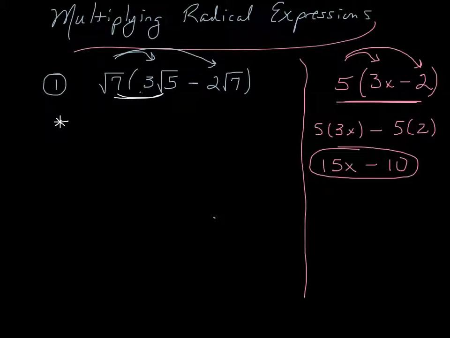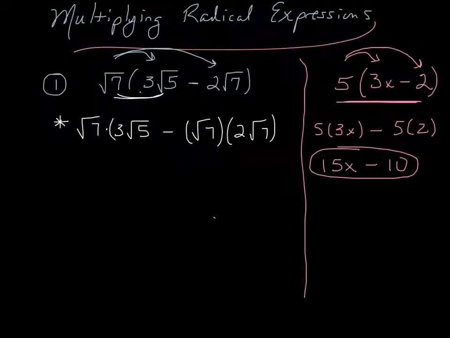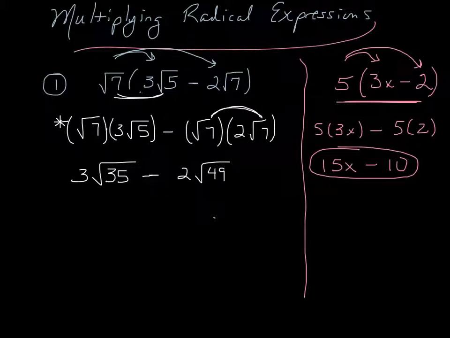So how would this look when we multiply? Well, it would be radical 7 times 3 radical 5 minus radical 7, maybe I'll use parentheses here, times 2 radical 7. Okay, where can we go from there? Well, in this first expression, I know that that's going to be 3 times the square root of 35 minus 2 times the square root of 49. So notice how I multiplied the 7 and the 7 but kept it under the radical.